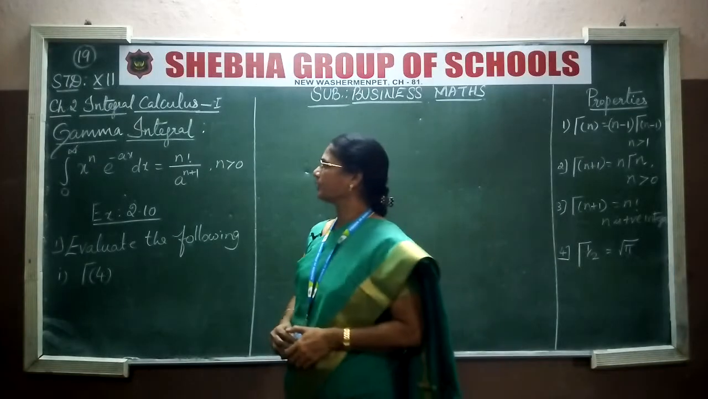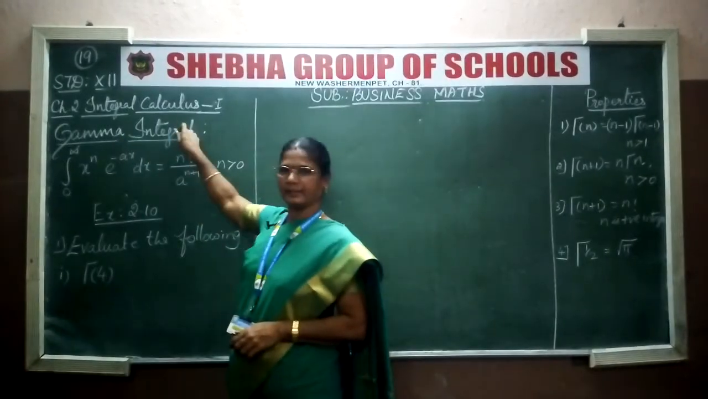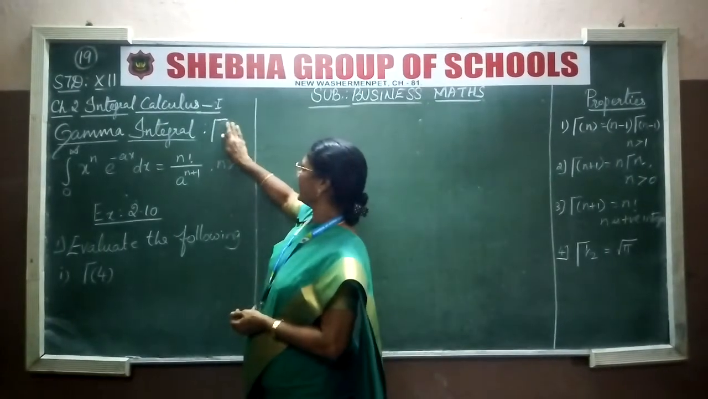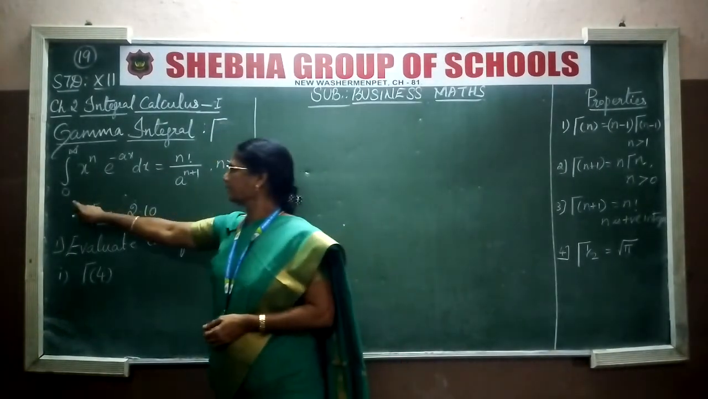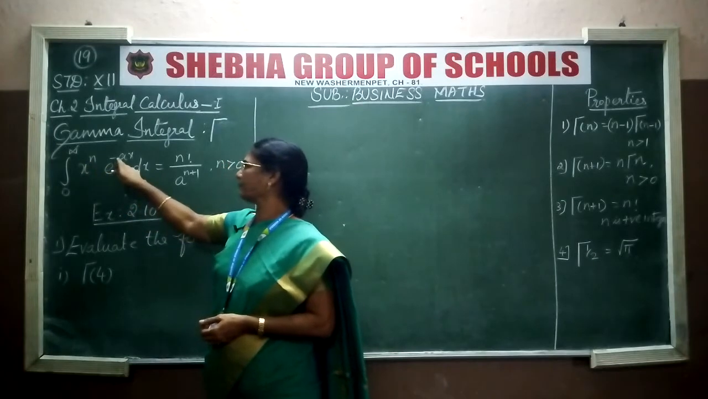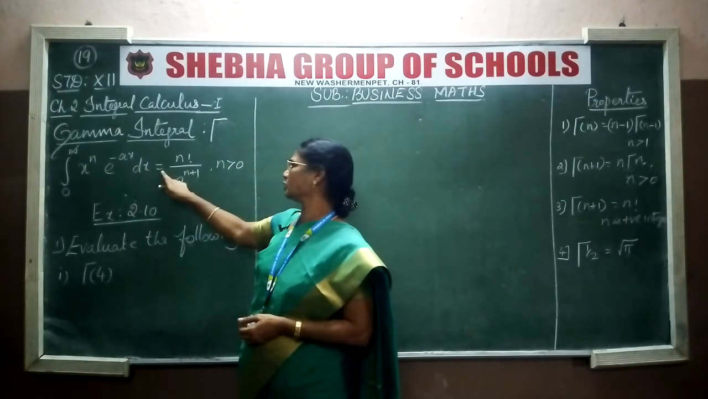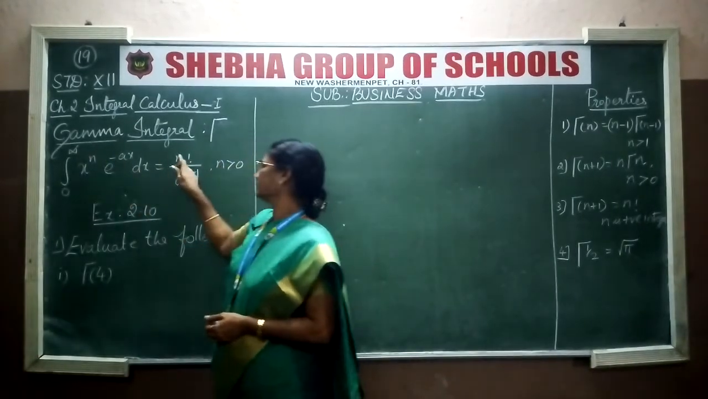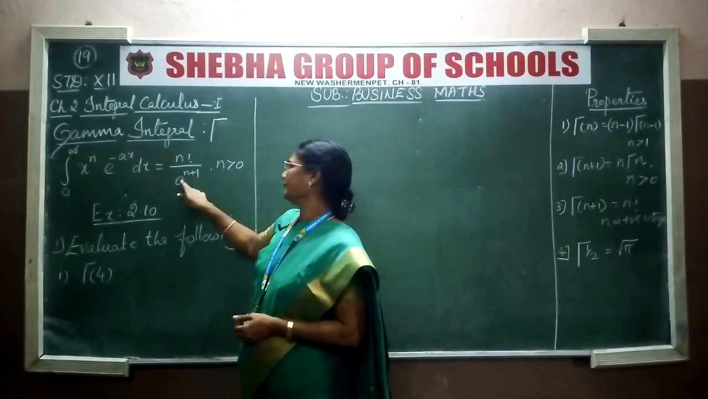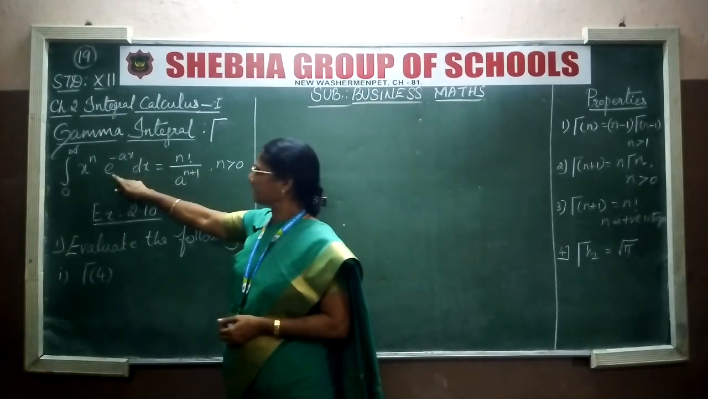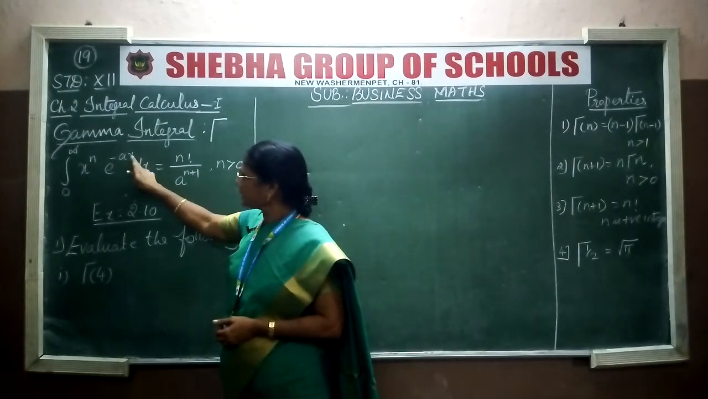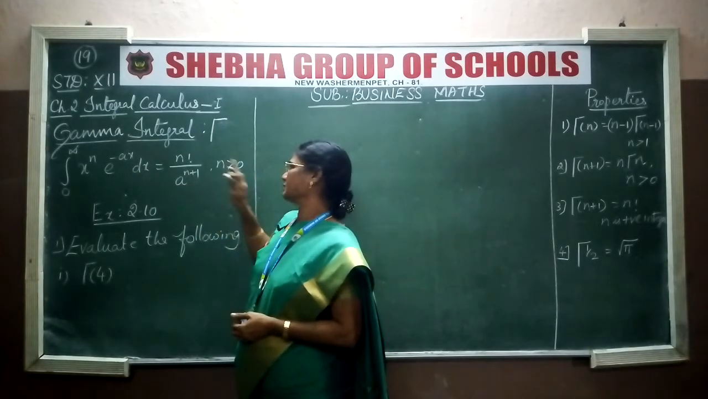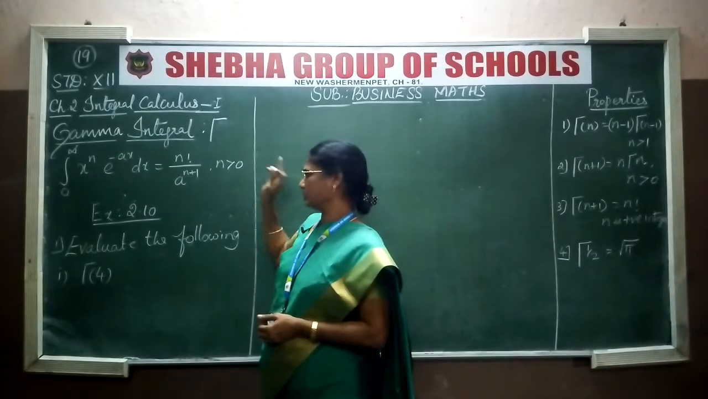Today let us go for a new heading: gamma integral. Gamma is denoted by the letter like this. Integral 0 to infinity x power n e power minus ax dx equal to n factorial by a power n plus 1, where a is the coefficient of x in e power minus ax, when n is greater than 0.